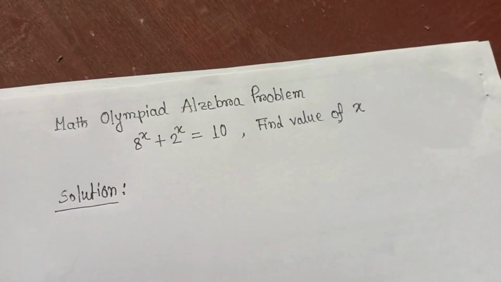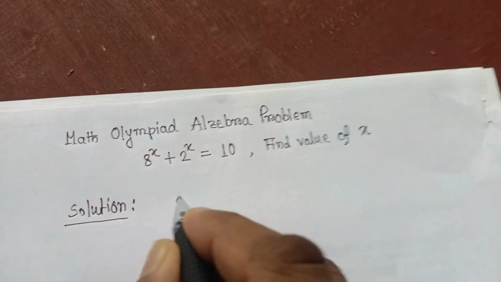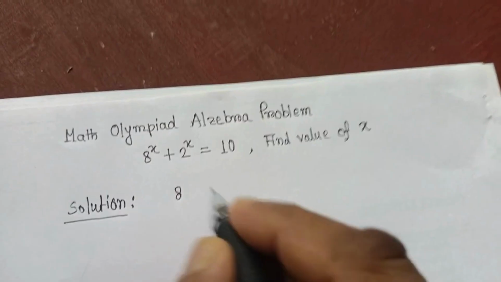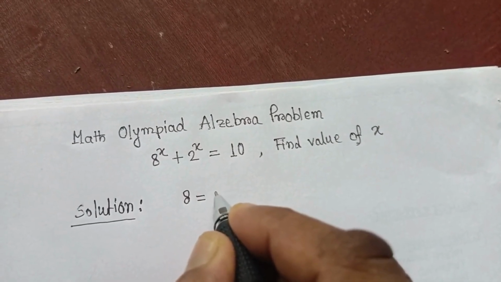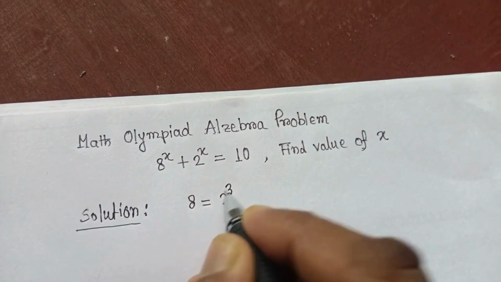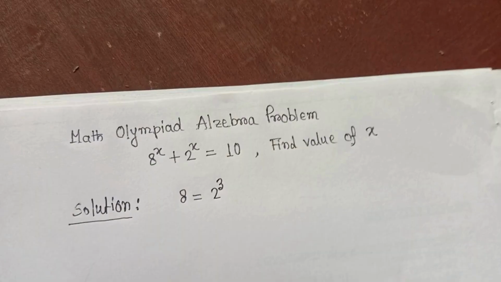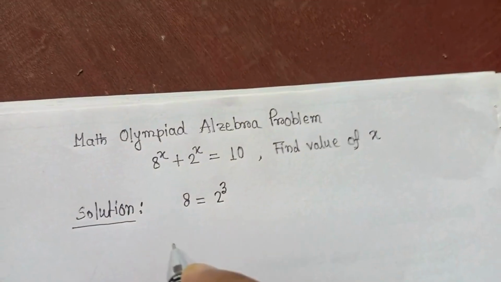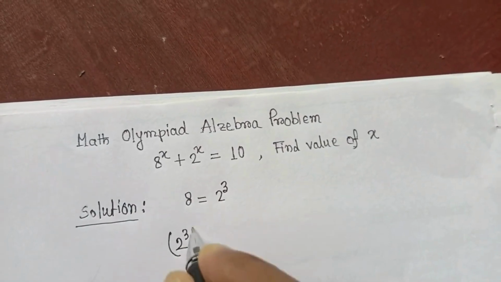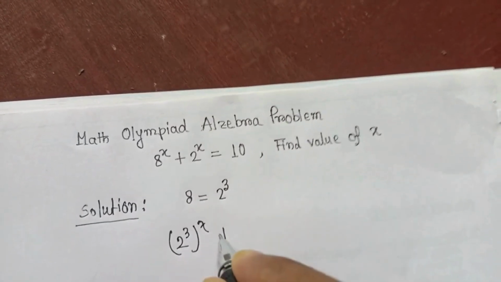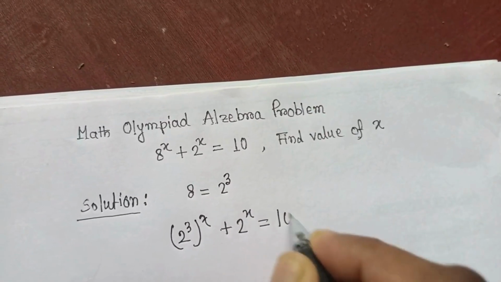So for this, first we express 8 as a cube of 2, that is 2 to the power 3. Now the expression becomes (2 to the power 3) to the power x plus 2 to the power x is equal to 10.